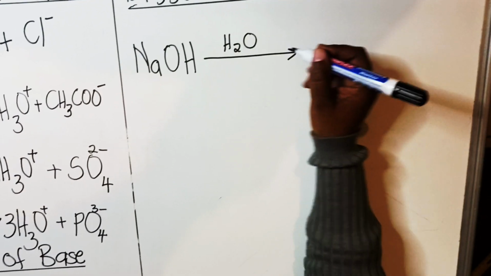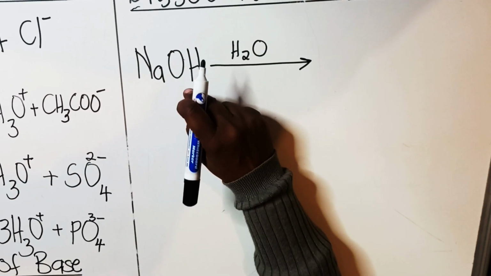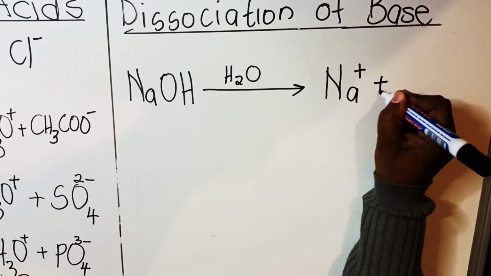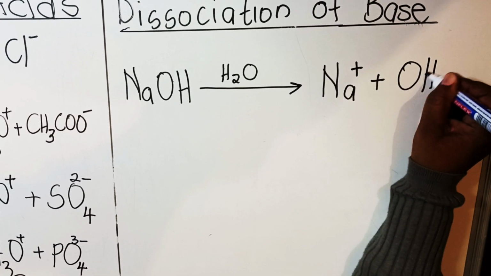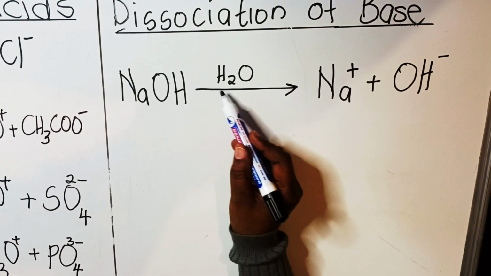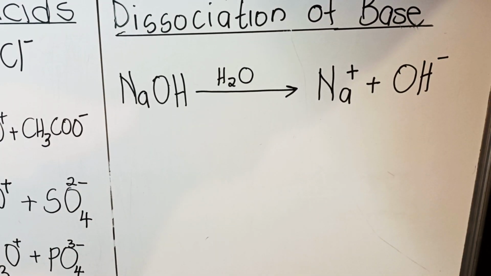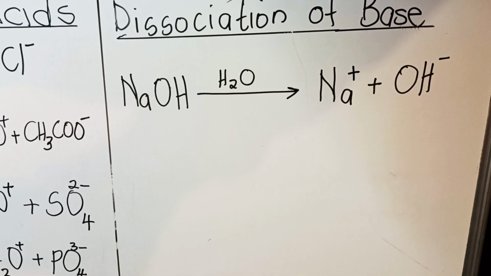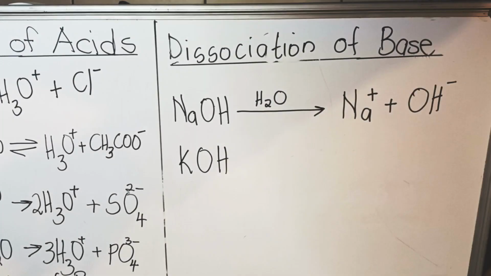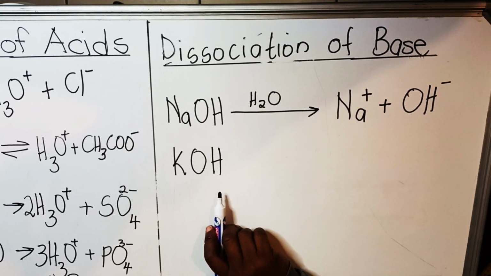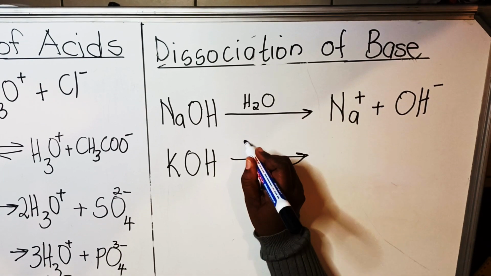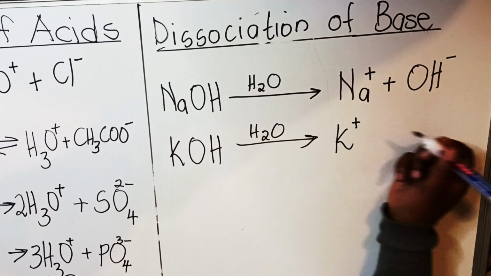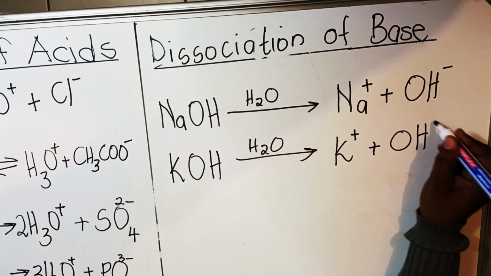So what will happen here? This sodium hydroxide will split into sodium ion and hydroxide ion. The water will not be part of the product. So that's the main difference between ionization of acid and dissociation of base. Right, when potassium hydroxide dissociates in water, we write the water molecule here. It will form potassium ions and hydroxide ions.